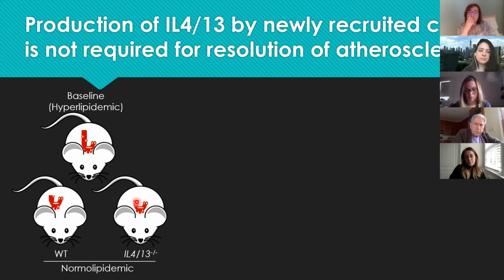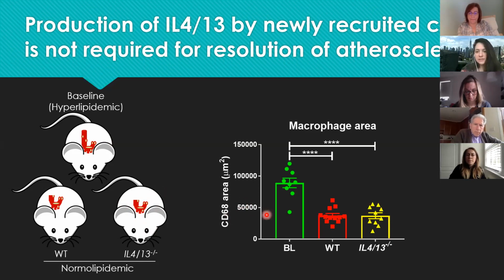And again, here in this model, the arches contain cells that are sufficient for IL-4/13, but the cells that are being newly recruited to the plaque after the transplant are deficient for IL-4 and 13. And interestingly, and we did not expect this, the resolution was comparable between the wild-type recipients and the IL-4/13 knockout recipients. So the macrophage reduction was similar between the two groups, meaning that the IL-4/13 recipients had the same amount of resolution of the disease as the wild types.